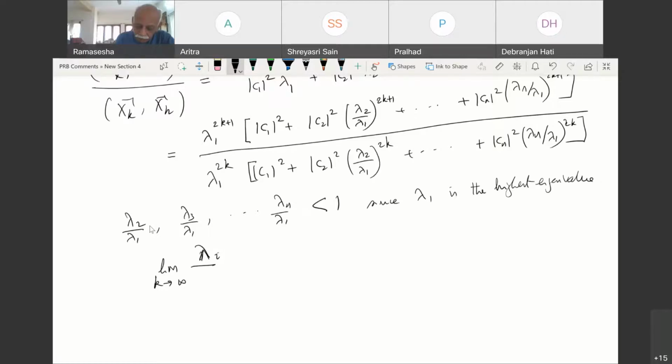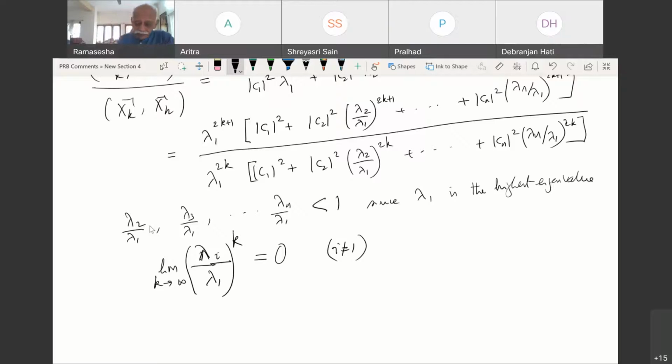See, lambda i by lambda 1 is less than 1. I keep raising it to higher and higher powers. What happens to that? It will be 0. If it were greater than 1, what happens? It becomes infinite. But when the two are equal, you have only one, right? So nothing happens. So that way 1 is a singular point.